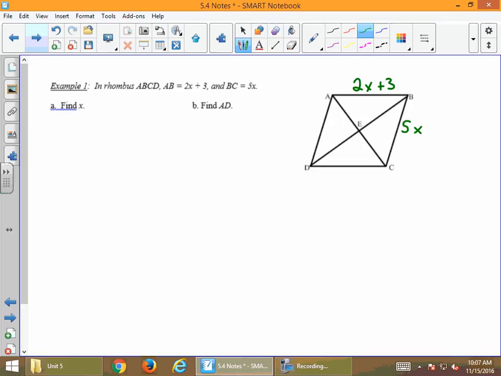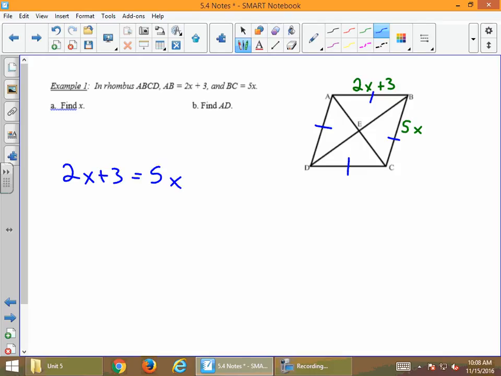All four sides are congruent, exactly right. So I can say that side's congruent to that side. That side's congruent to that side. Now what can I do to set these up? Set them equal, because they are equal. So I'm going to say 2x plus 3 is equal to 5x.